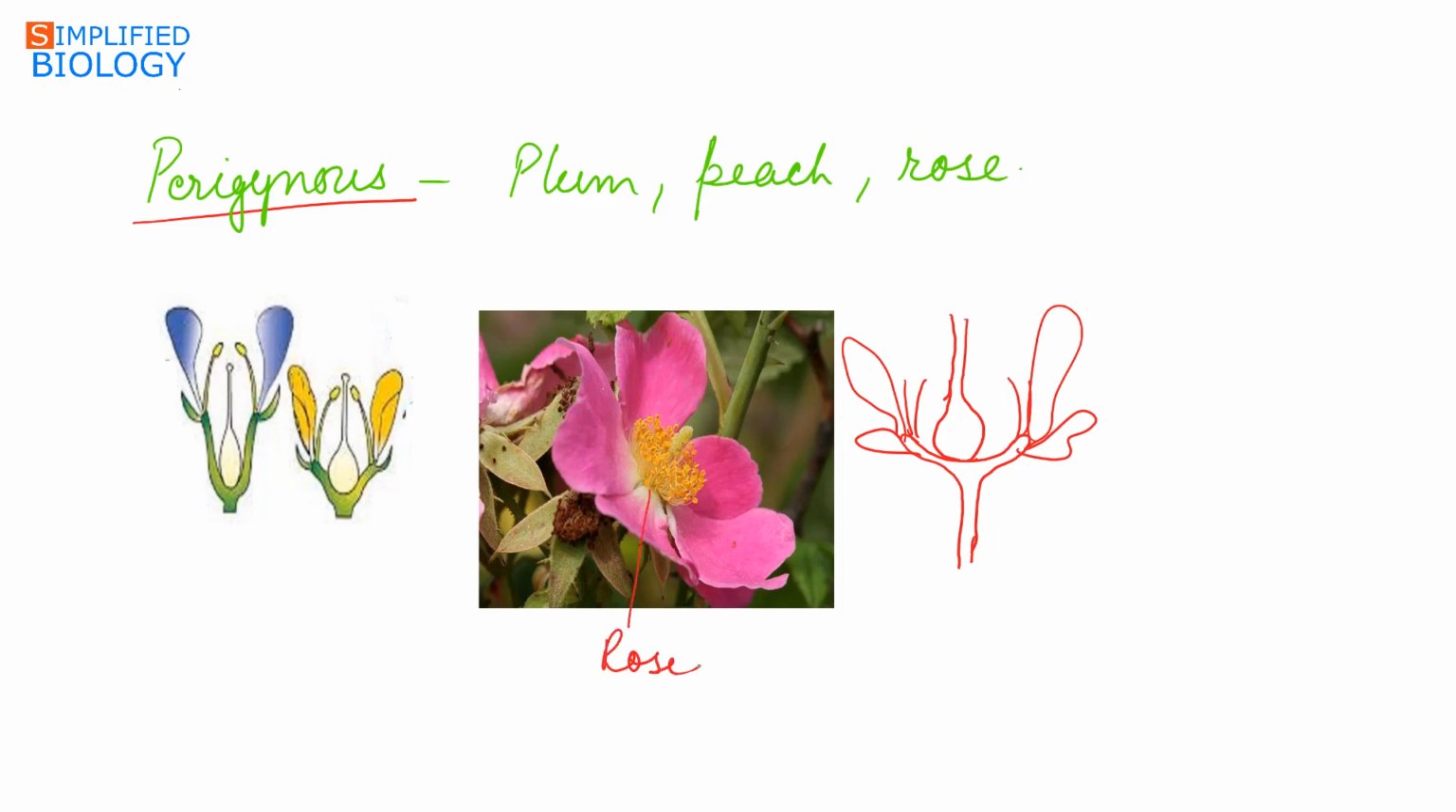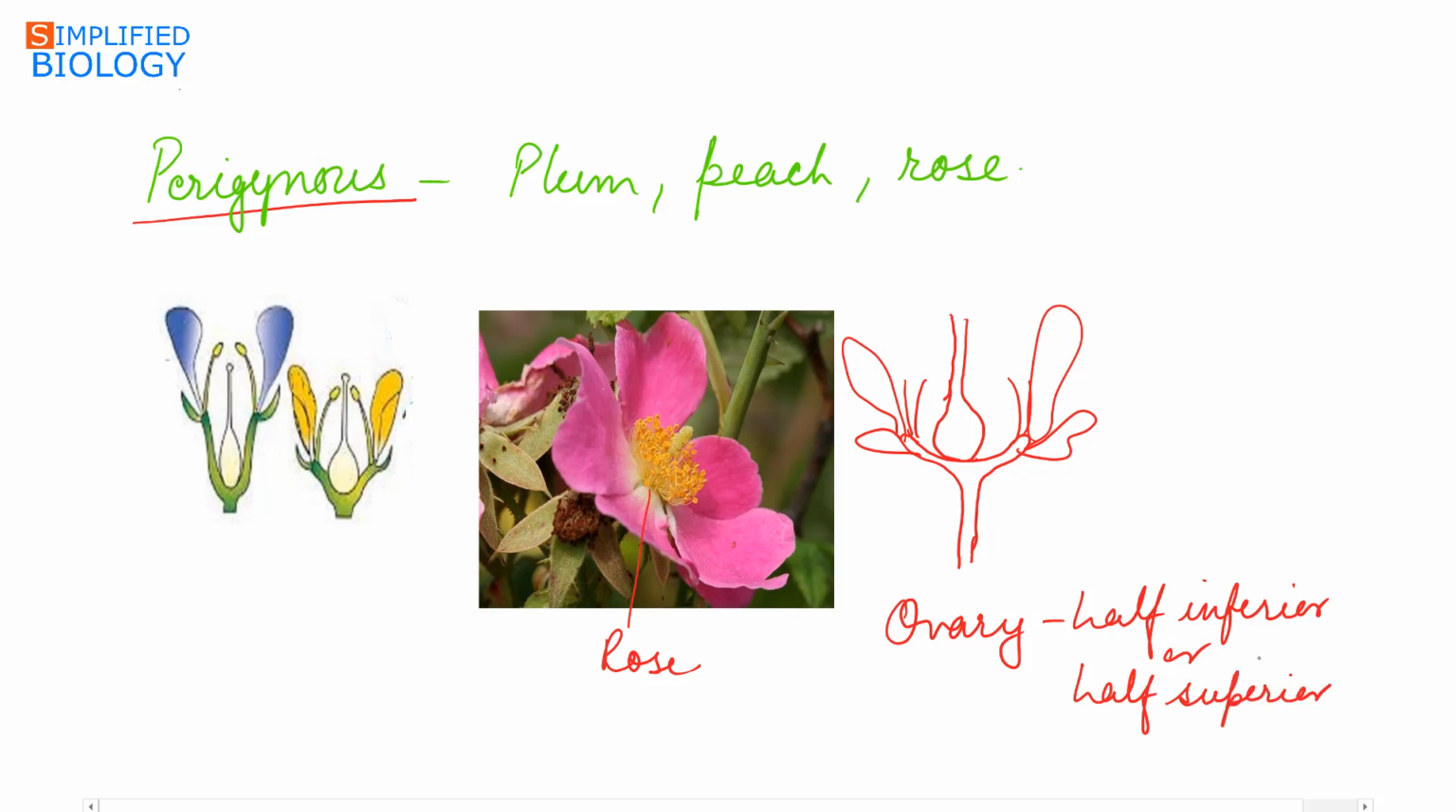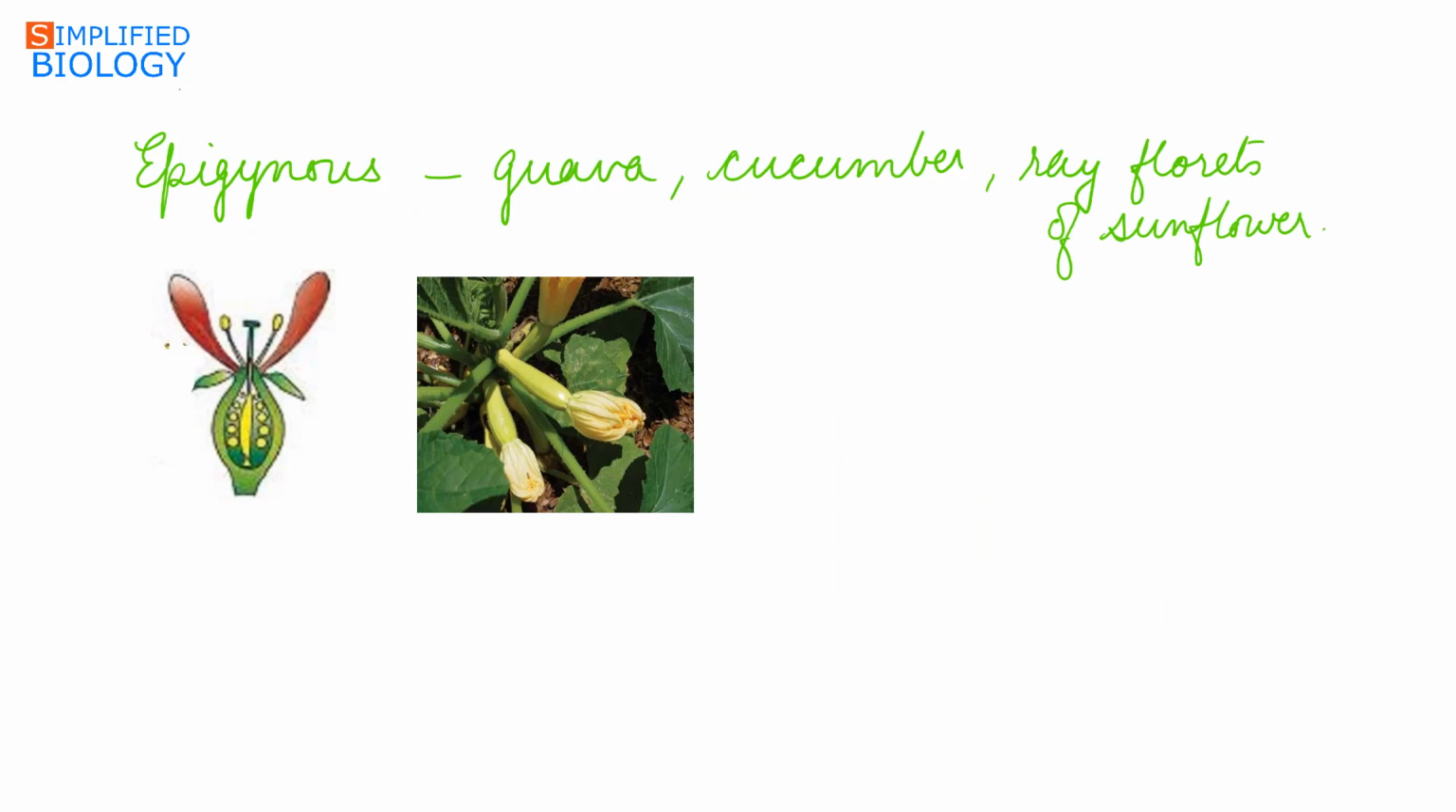In this case, neither of them is superior or inferior, or you can say the ovary is half superior or half inferior. Such type of flowers are referred to as perigynous flowers. Example, plum, peach, rose. Next, or the last, is the epigynous.